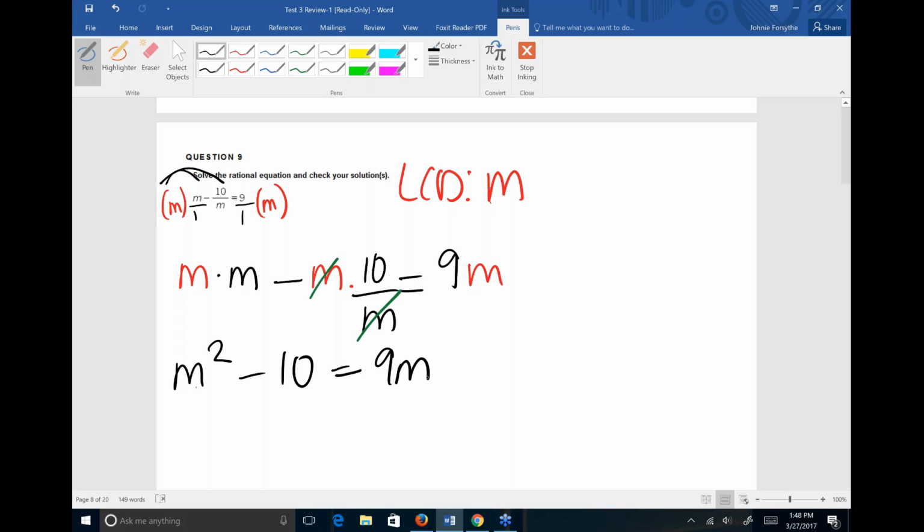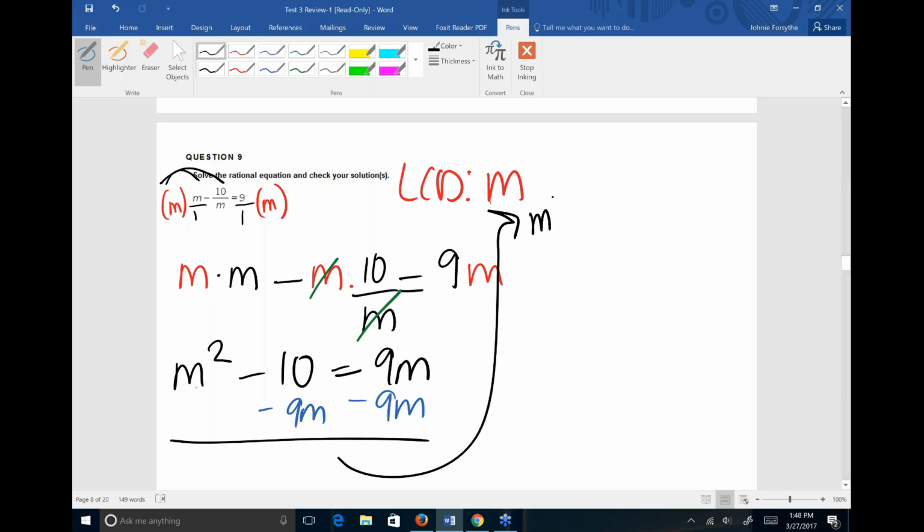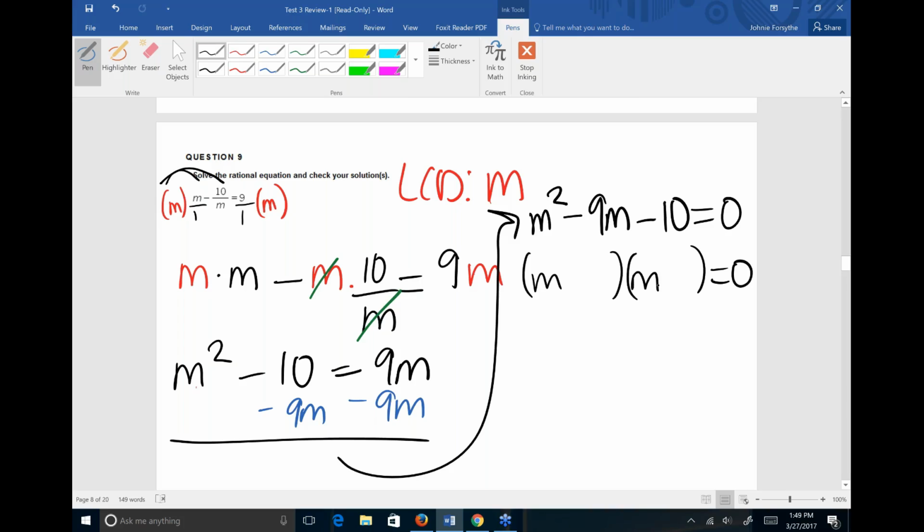So we need to move everything to one side and set it equal to 0, factor and solve. So I'm going to subtract 9m. It's going to be m squared. I'm going to write minus 9m before the negative 10, so I can put it in standard form, equals 0. So I have a trinomial to factor. So I'm going to set up my binomials. My leading coefficient is a 1. So I can bring down my m and m.